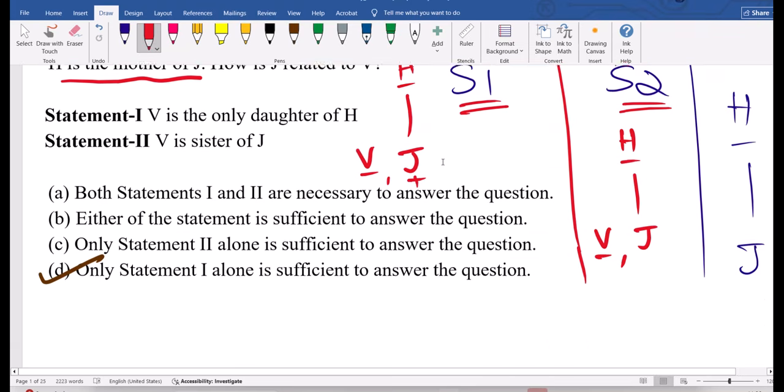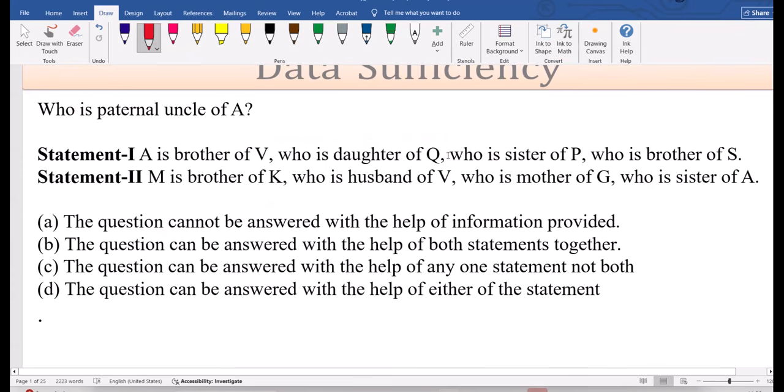Now, similar to this blood relation question, a data sufficiency question: who is paternal uncle of A?